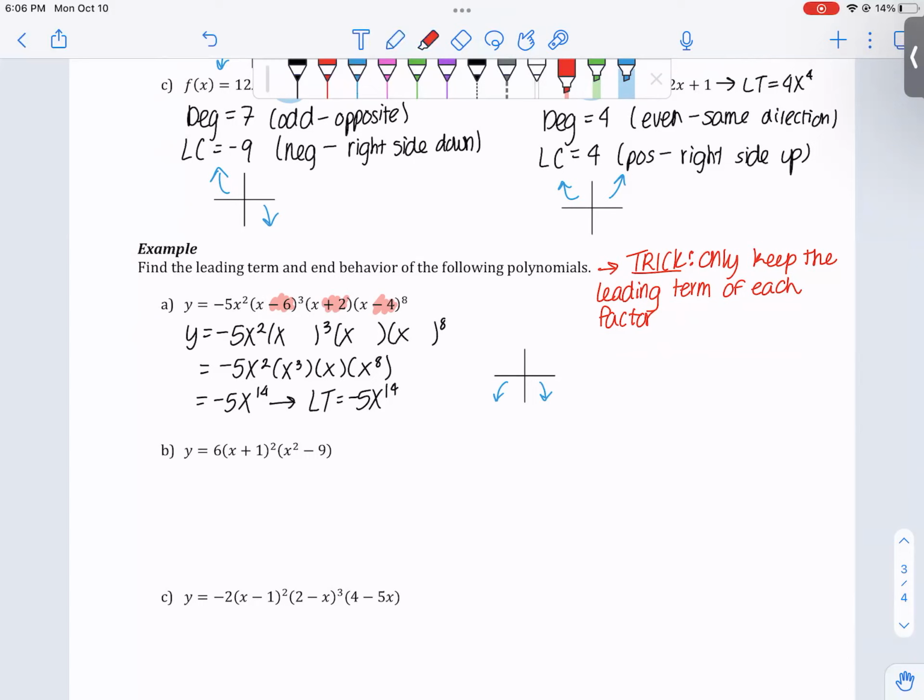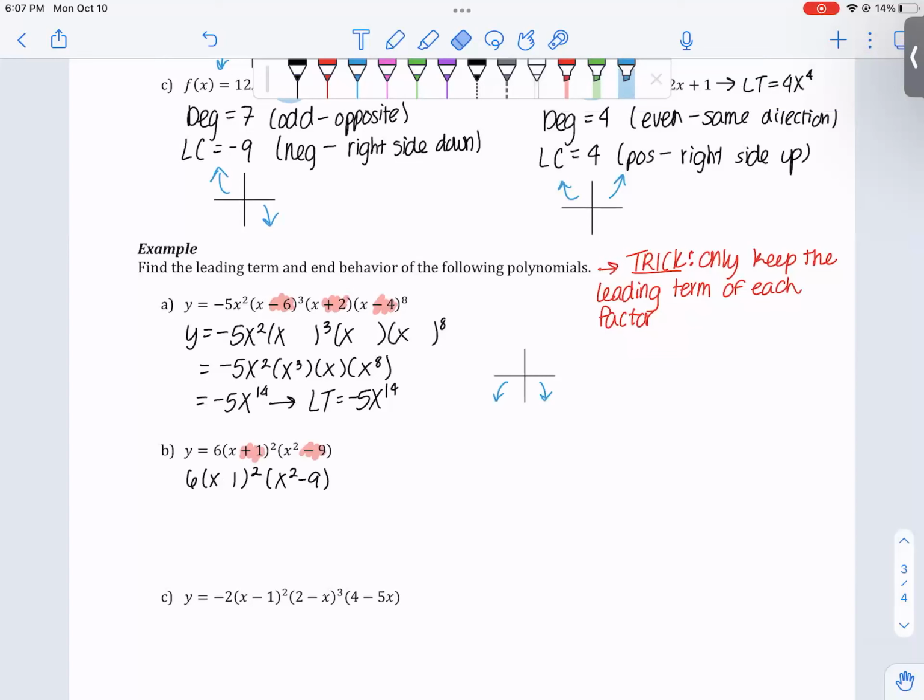I'm going to do that same idea with this next one. I'm getting rid of this plus 1. I'm getting rid of this minus 9. Anything out front, leave out front. So here I would have 6 times x squared. Maybe I'll write it out fully like I did before.